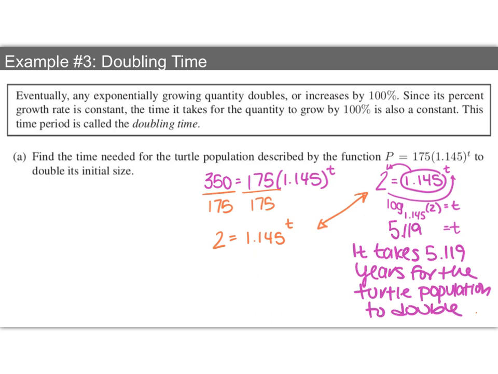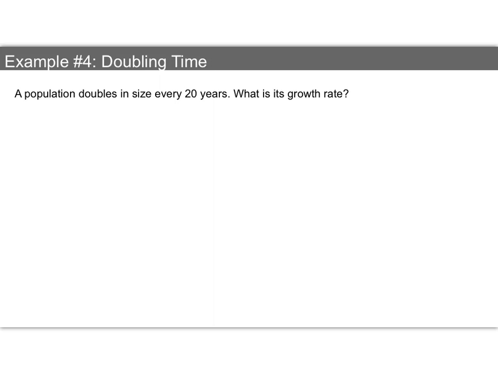Okay, let's look at another example. So now it says a population doubles in size every 20 years. What is its growth rate? So now we're going to set this up again. Remember, this is going to be exponential. So y equals ab to the x. So if I know that it takes 20 years for my population to double, really what I know is that for y divided by a to be the equivalent of 2, right? Because if it's going to double, y would need to be twice as big as a. So y divided by a is going to be 2.